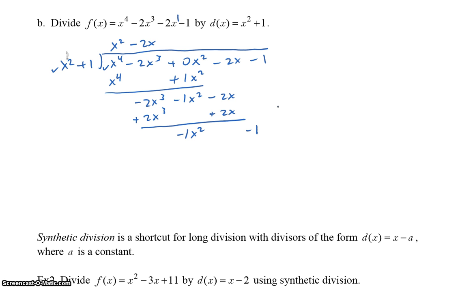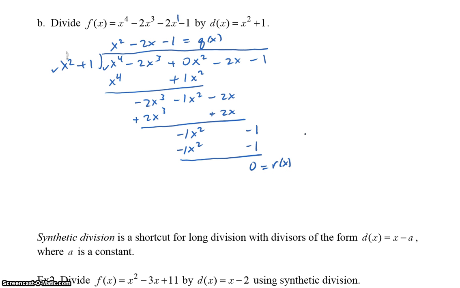Very exciting, isn't it? We're going to multiply x squared by something to give us minus 1x squared. That would have to be minus 1, and minus 1 times x squared is minus 1x squared, and then minus 1 multiplies the plus 1 in the divisor to give us minus 1. Again here, the terms are identical, so when we subtract, they completely cancel, and our remainder in this case is 0. So to summarize, the divisor is x squared plus 1. The quotient is x squared minus 2x minus 1, and the remainder is 0.